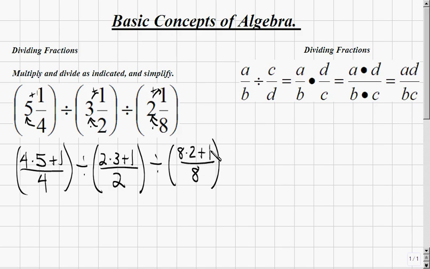Next, let's simplify these numerators. Using multiplying before adding, 4 times 5 is 20, plus 1 becomes 21 over 4. Divide that by 2 times 3 is 6, plus 1 is 7, divided by 2. And then the last fraction will become 8 times 2 is 16, plus 1 is 17 over 8.